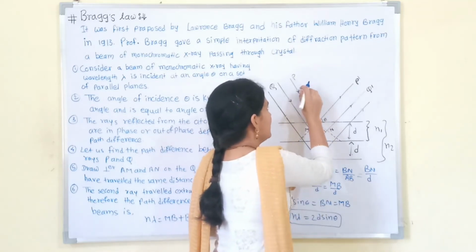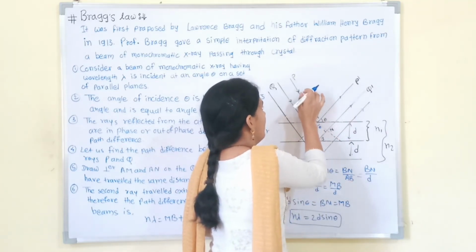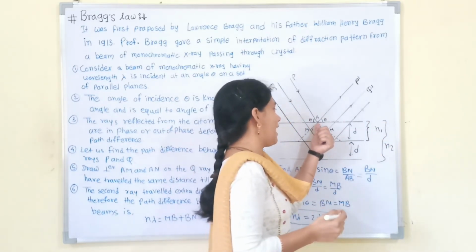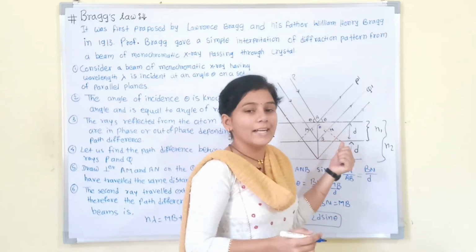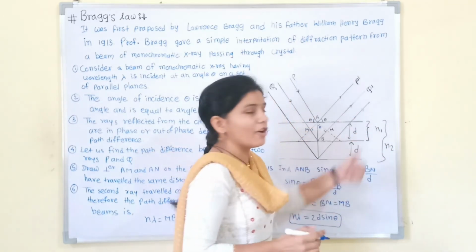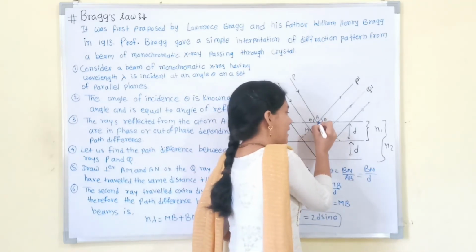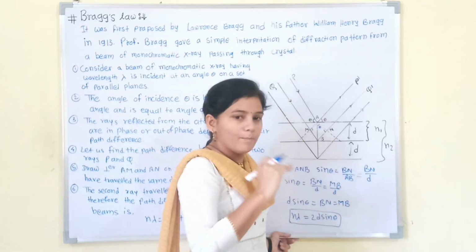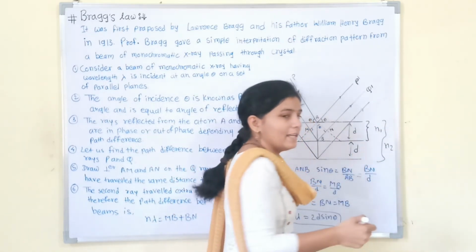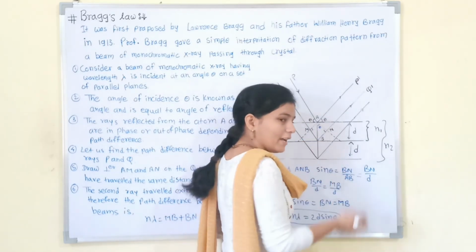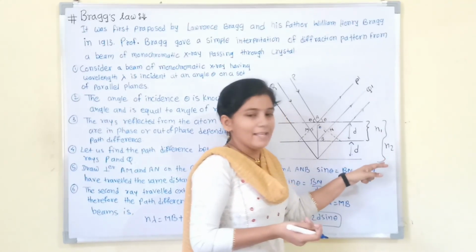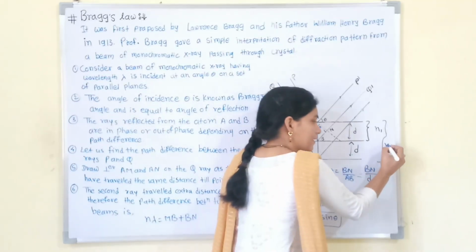Here we can see the first ray P and second ray Q on the first plane and second plane. The diffraction pattern generated from the first and second plane, the first two planes, is known as the first order diffraction. And the diffraction pattern generated from the first ray and third ray is known as the second order diffraction, that is nothing but n equal to 2.